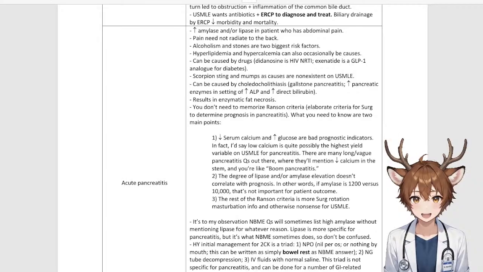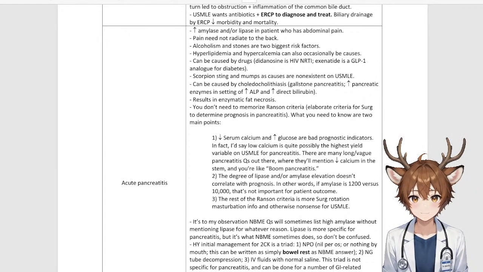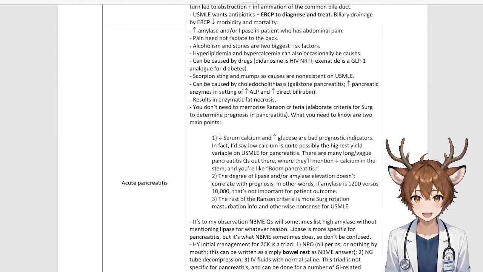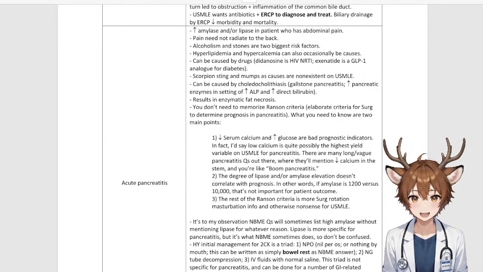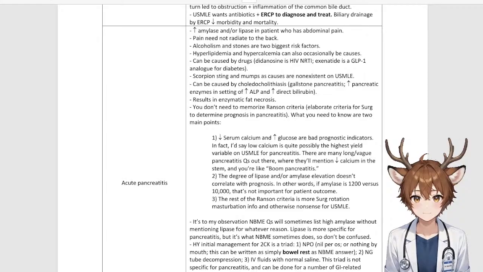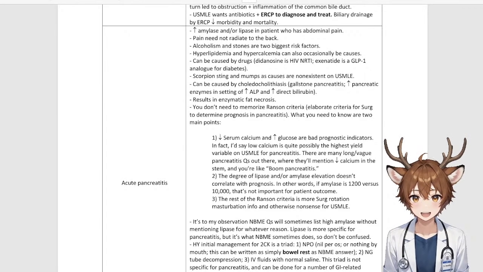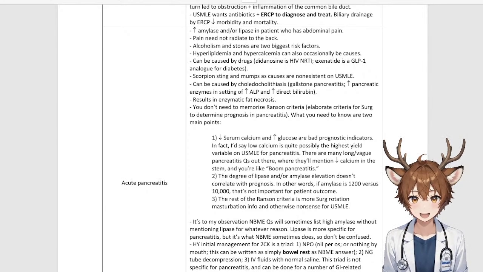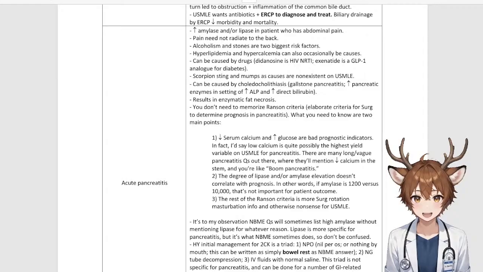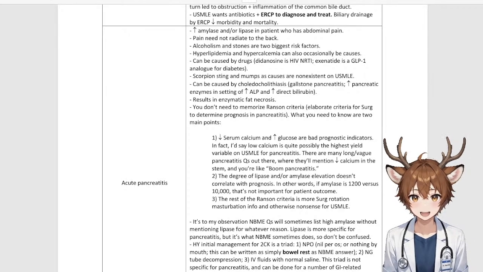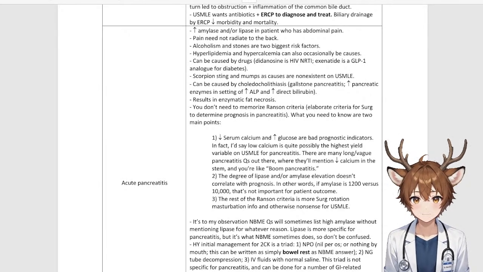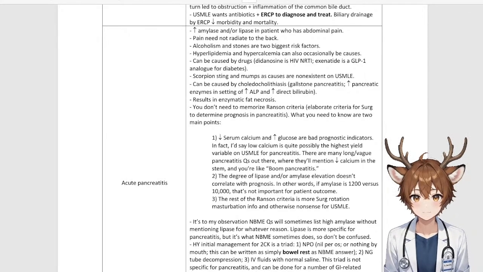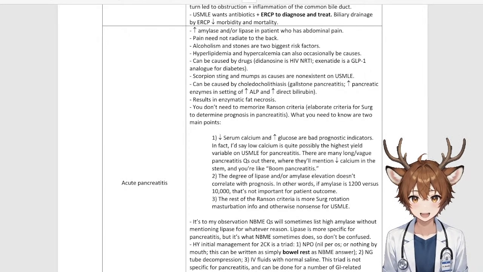You don't need to memorize Ranson criteria, elaborate criteria for surgery to determine prognosis in pancreatitis. What you need to know are two main points. One, decrease in serum calcium and increase in glucose are bad prognostic indicators. In fact, I'd say low calcium is quite possibly the highest yield variable on USMLE for pancreatitis. There are many long, vague pancreatitis questions out there where they'll mention decrease in calcium in the stem and you're like, boom, pancreatitis.